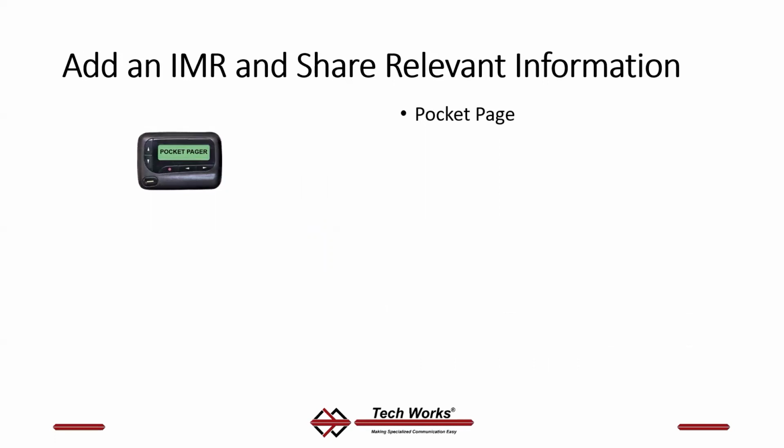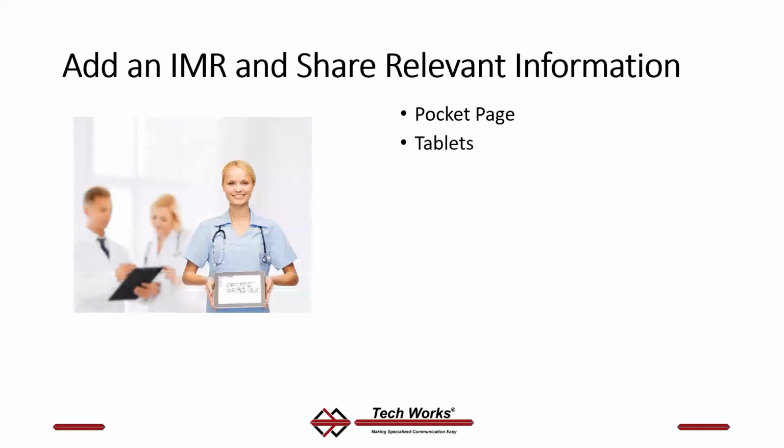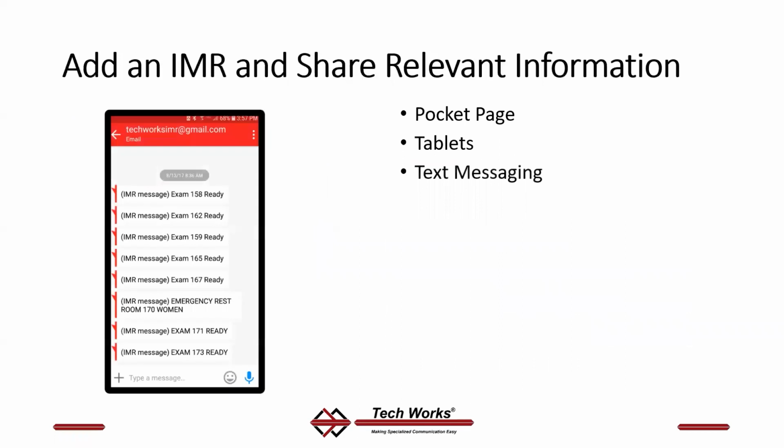Let's talk about adding an IMR, just from the standpoint of what else can go with this system. As an accessory, this IMR adds things like pocket page, tablets, text messaging to cell phones, custom text from any button. So it can tell you that the green button or the yellow button was pressed in a room, and that message can go to a dedicated cell phone.